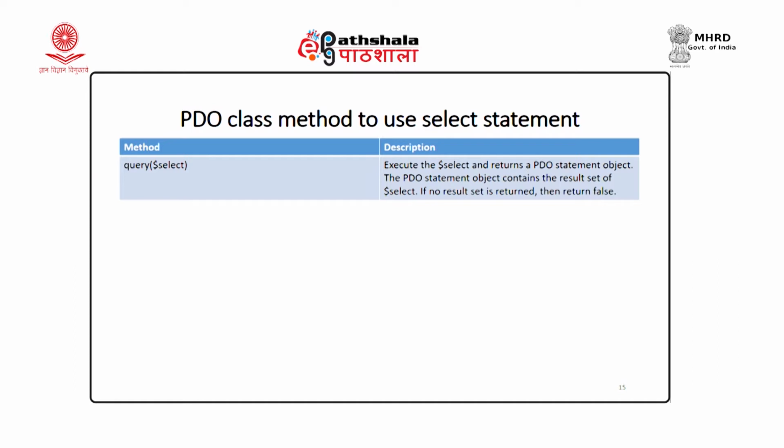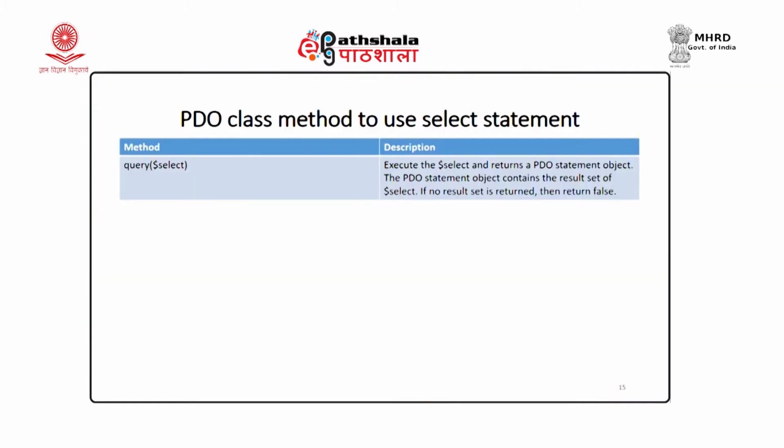So, I assigned one variable: MySQLi colon host equal to localhost semicolon dbname equal to account. Then the PDO class method to use for a select statement. For example, we take the example of retrieving all the vendor names who live in a particular city. For that we use the fetch method. The syntax of the PDO class method is query, and it takes one parameter, your query. It executes the select and returns a PDOStatement object, which contains the result set of the select query. If no result is returned, it returns false.